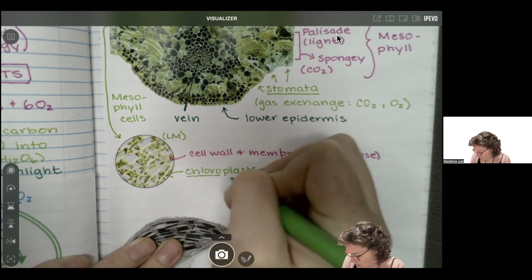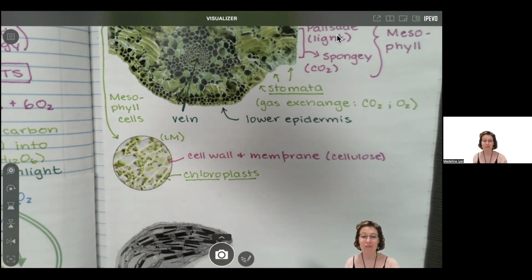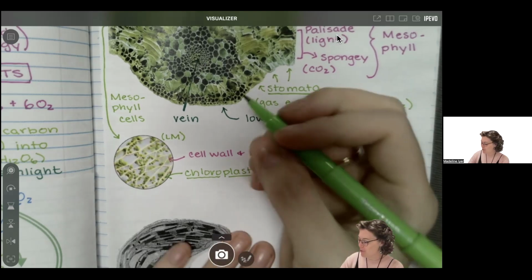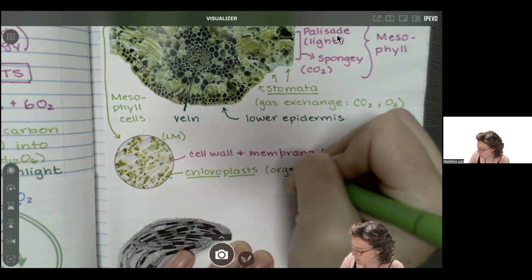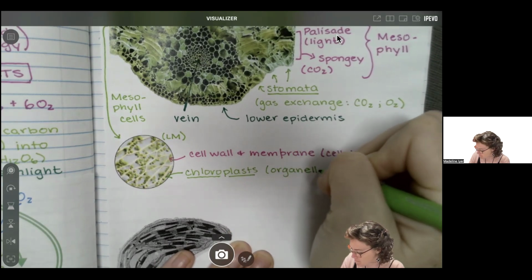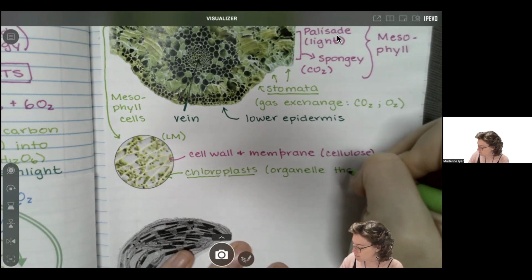Gosh, there's so many things I could teach you about chloroplasts. They're so cool. But alas, I've got to keep this appropriate for the first year of biology. So all you need to know at this point about chloroplasts is they are the organelle that photosynthesizes.